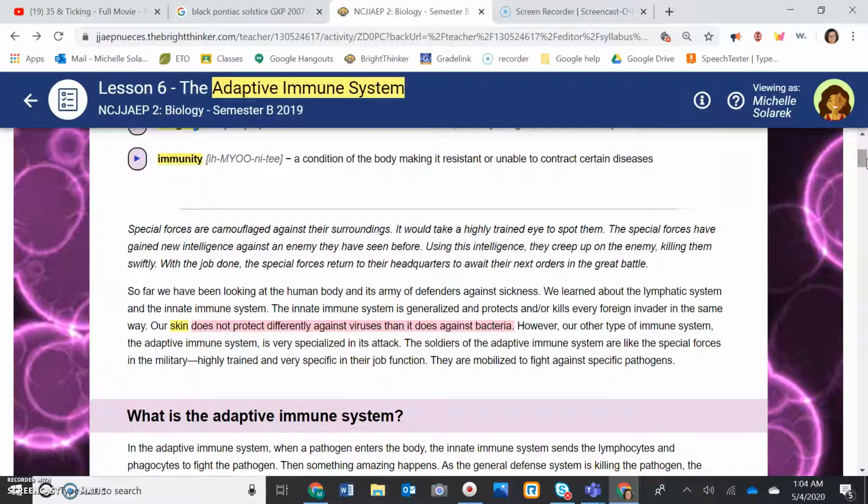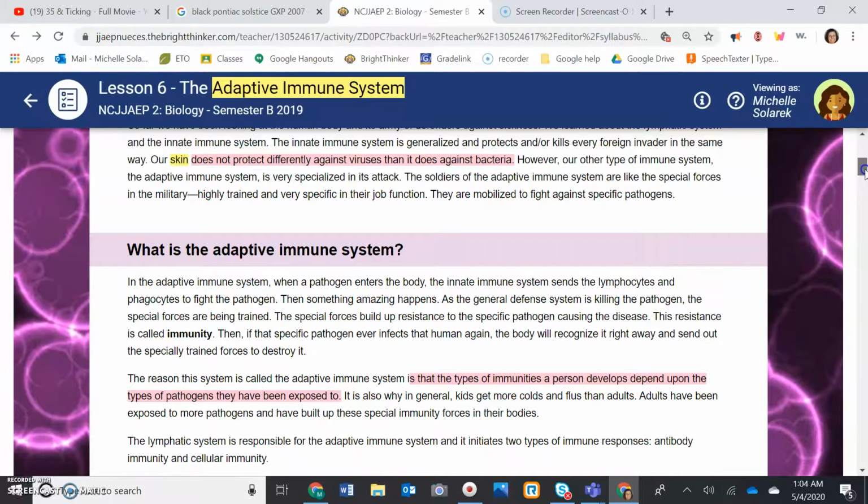Okay, moving on down here. What is the one system that does not protect differently against viruses than it does bacteria? It doesn't matter whether it's virus or bacteria, it's going to protect the same. What system is that? It's the skin. So number 4, skin.